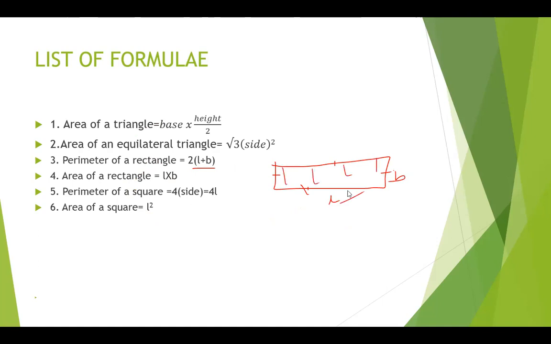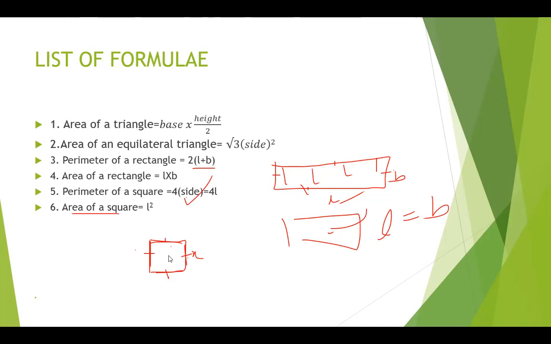Then suppose the length becomes equal to breadth, then that takes the shape of a square. In a square, L is equal to B, which means all the sides are equal. So as far as the perimeter is concerned, you add all the sides. That is x plus x plus x plus x, which means 4 into x, or 4 into side. Then area of a square is length into breadth, where L is equal to B, so x into x, it is x square.